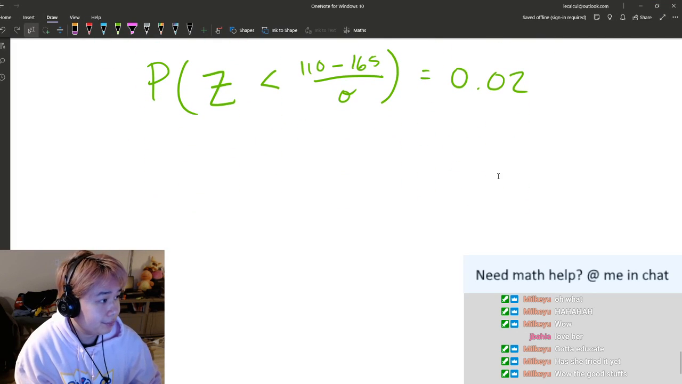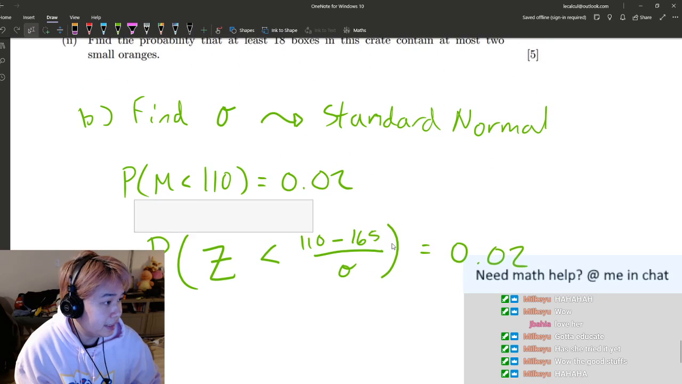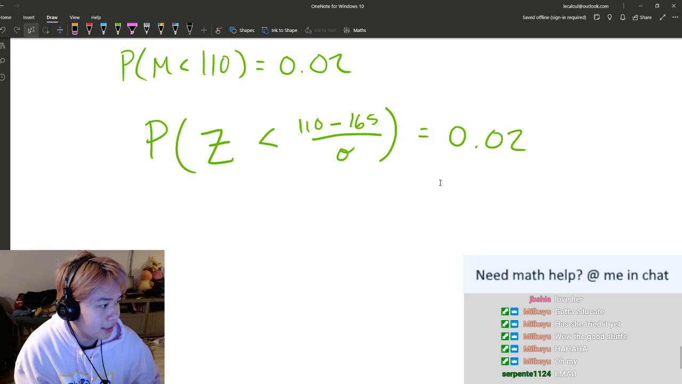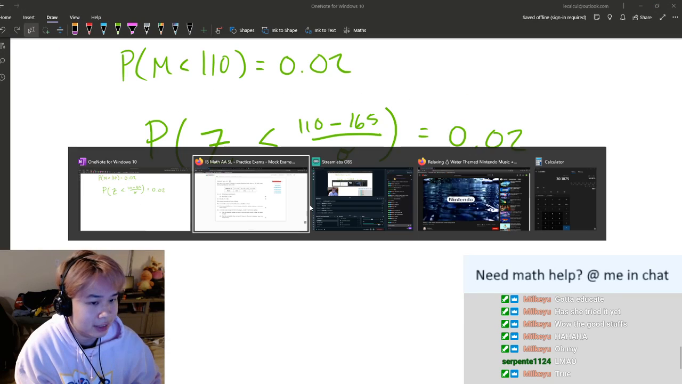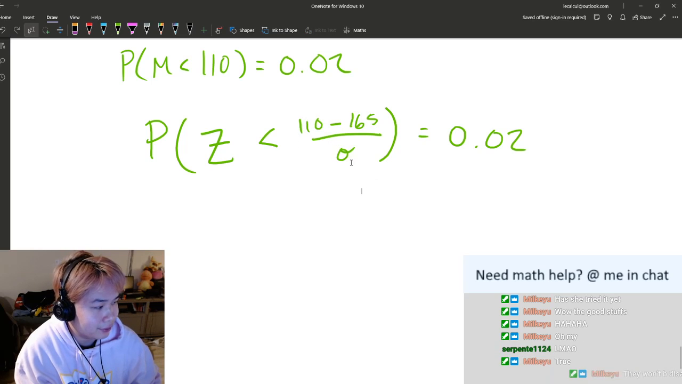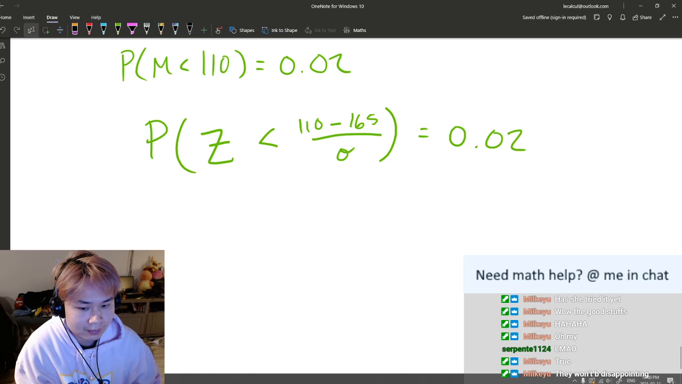Anyways, so when you standardize stuff, it still has the same probability. But of course the boundary changes. We standardize the boundary. But this is good because you can inverse normal the probability to get the boundary. And then you equate that to your expression for the standardized boundary, and then you can solve for the standard deviation.